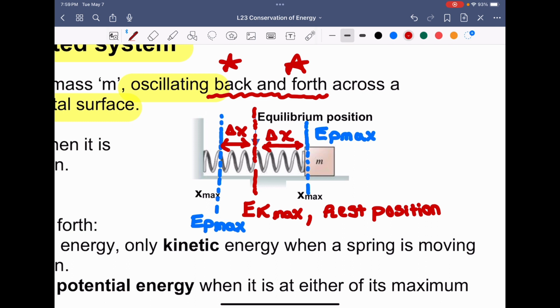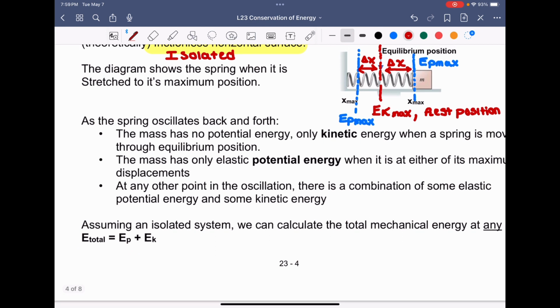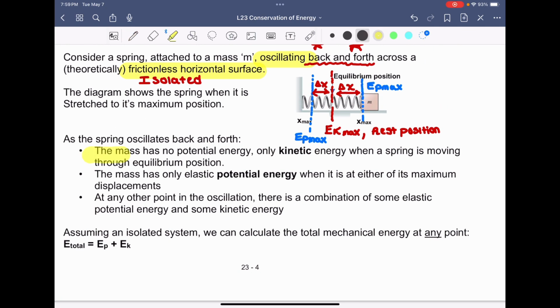Change in x is always how far you are moving away from the equilibrium position in order to get to the position in which the object, or in this case, the mass attached to the spring, is currently sitting. Now if we look at this piece here, as the spring oscillates backwards and forwards, the mass has no potential energy, only kinetic, when the spring is moving through the equilibrium position. That's a very, very critical piece here.